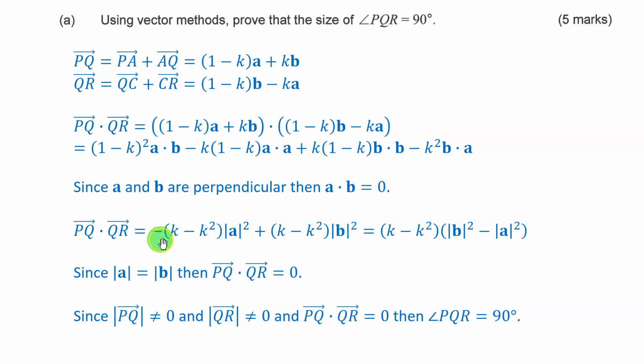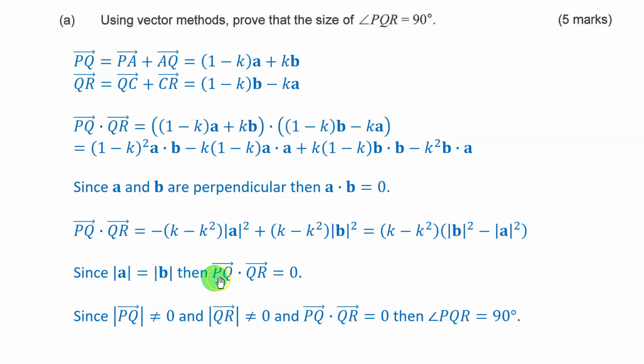So what's left is we've got a minus k squared magnitude a squared plus a k minus k squared magnitude b squared. And we may as well factor out the k minus k squared here. So if we take this term first, then we've got (k minus k squared)(magnitude b squared minus magnitude a squared). And then we make the observation that since it's a square, the magnitude of a is equal to the magnitude of b. Therefore, this term must be 0. Obviously, this term could be 0 if k was 0 or 1, but then we're basically just looking at the original square. So that kind of case is covered.